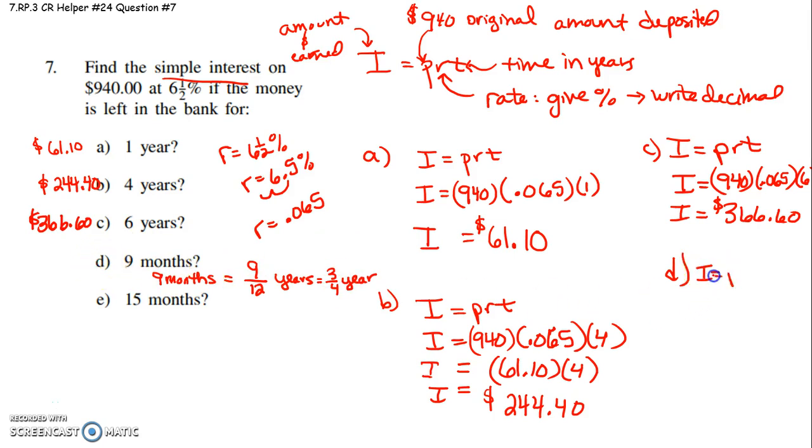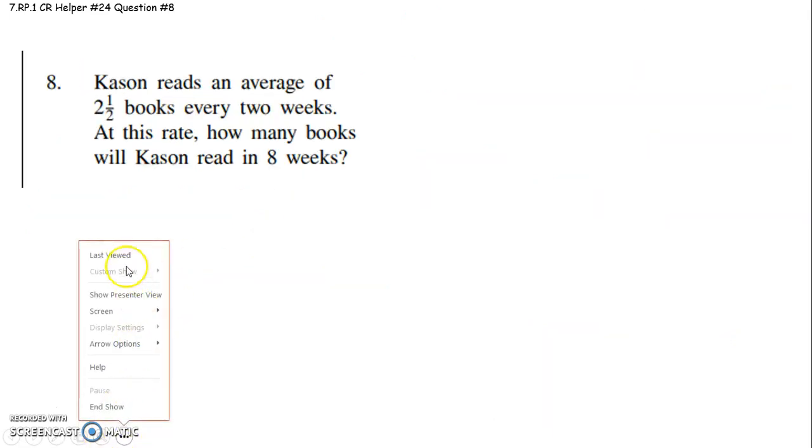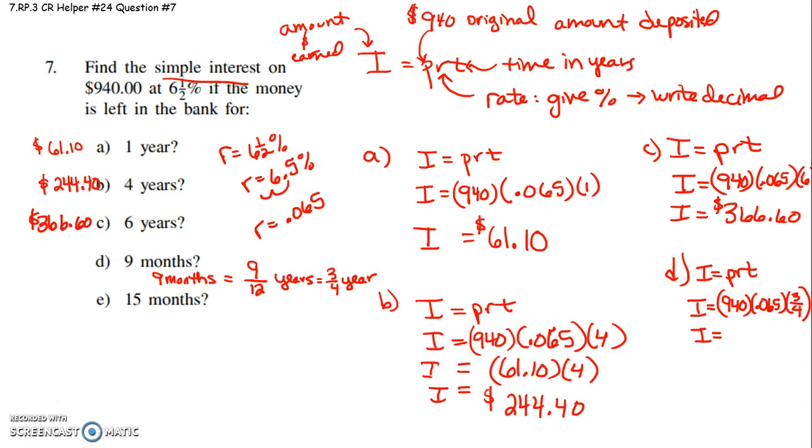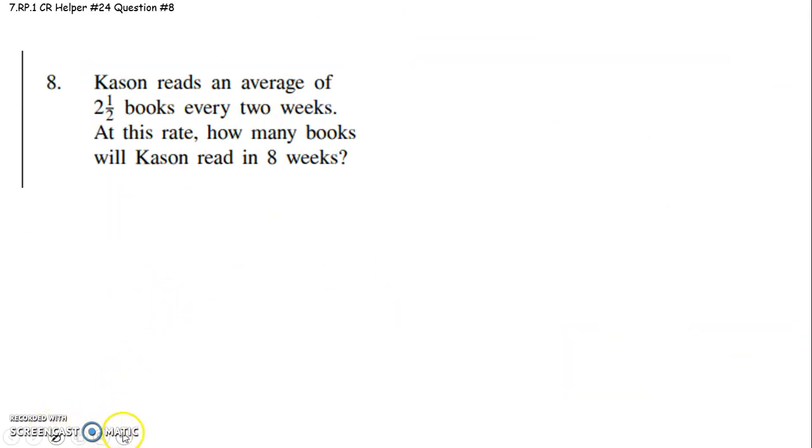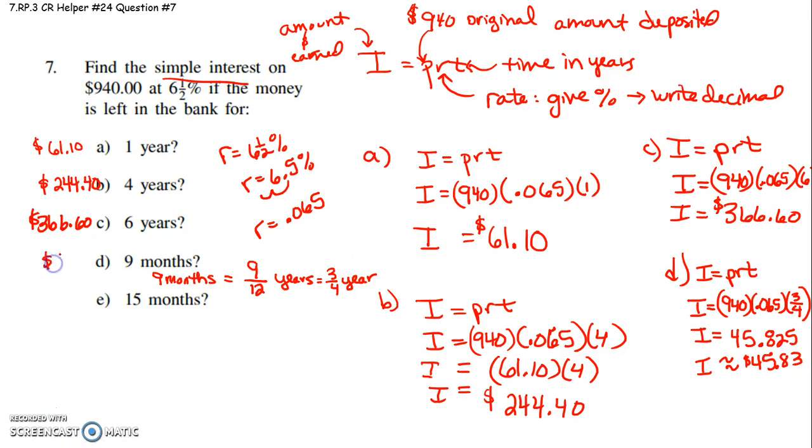So for letter D, I equals PRT. Now we still have our $940, 0.065 for our rate, and 9 months is 3/4 of a year. 9 out of 12 months is 3/4 of the year. Some of you might want to call that 0.75. I'm so sorry that I keep jumping slides. 940 times 0.065 times 0.75, or 3/4 of a year. The calculator says 45.825. So that's about $45.83 interest after 9 months.